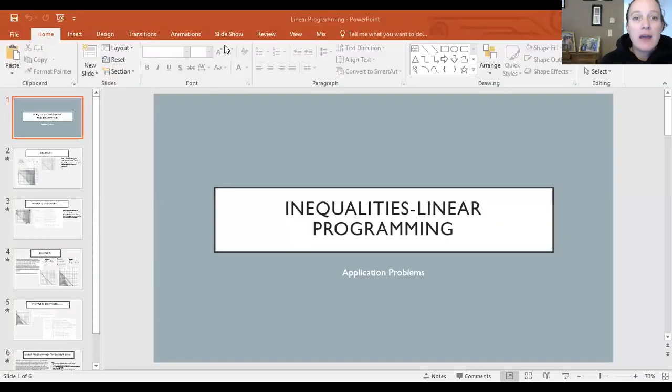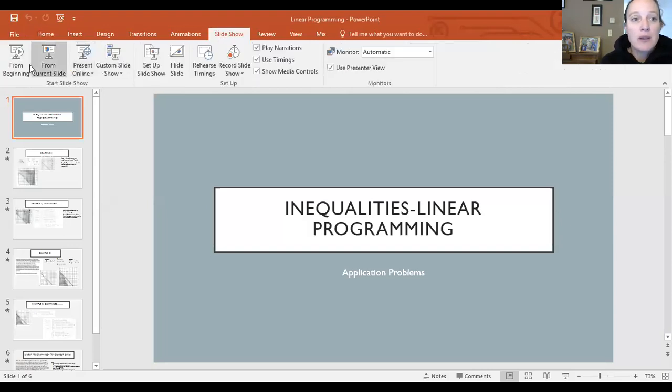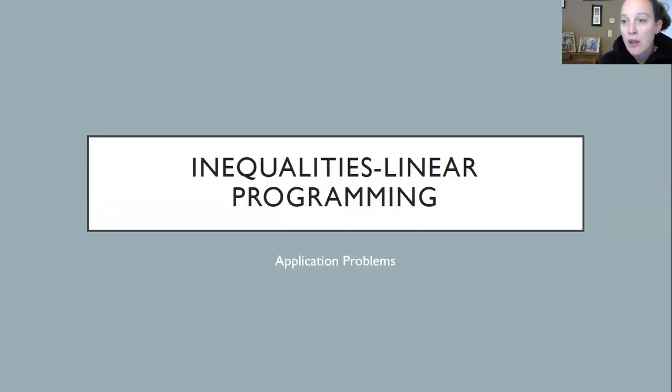Algebra 3, you are ready for your last part of the linear review unit, and that is going to be, I think, the most fun, but it can also be the most challenging. So you'll need in front of you your linear programming packet, and we're going to work through the first two, and then I'll have you try one on your own.